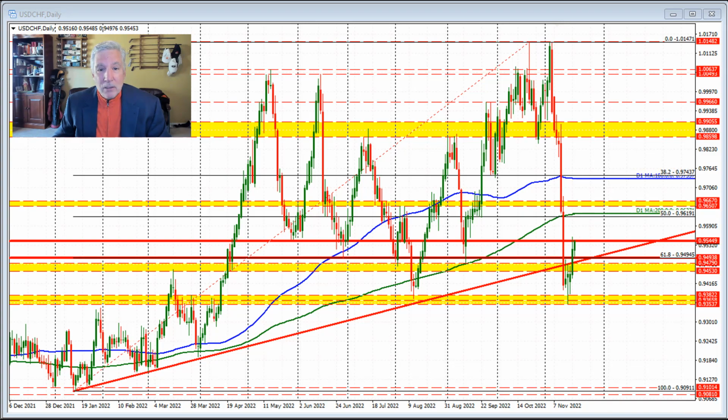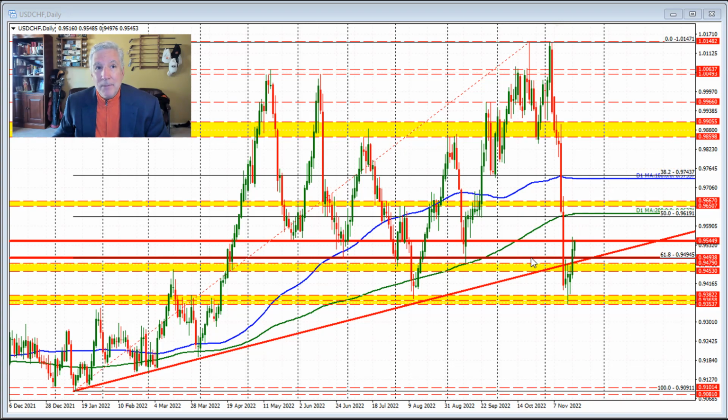So if we do find ourselves moving up toward the 200-day moving average, I would look for sellers against that level. Why? Because we did find buyers against it here, and then we broke through it here. So I would expect to see sellers against the 200, also against a 50% retracement of the year's trading range. That's how I look at the dollar versus Swiss in trading this week.